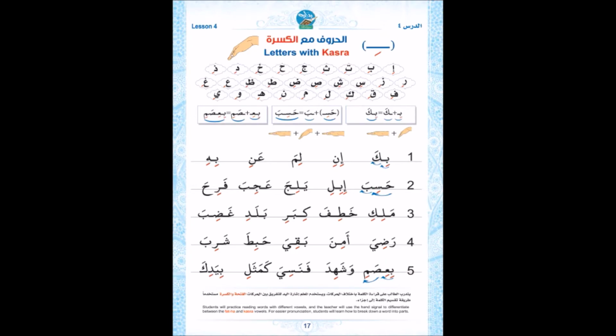Another reminder is that we don't want the student to stop on the third letter of the word with sukun. For example, ajiba should not be read as ajib. It's ajiba. We don't want to add sukun to the final letter of the word.